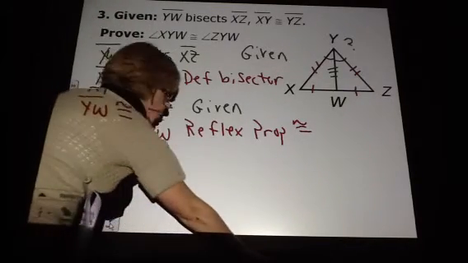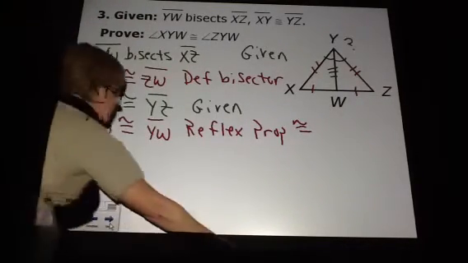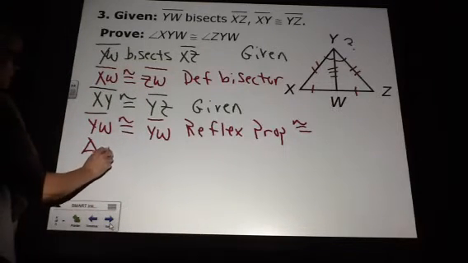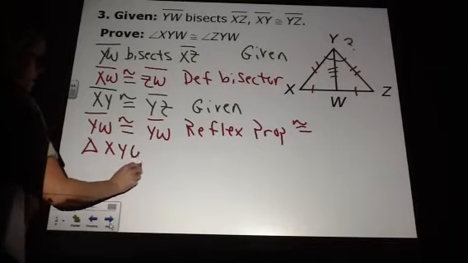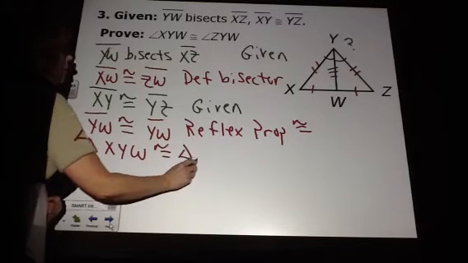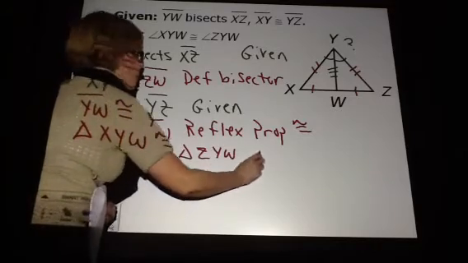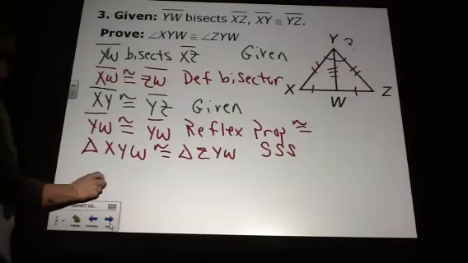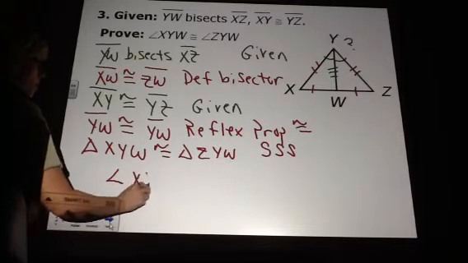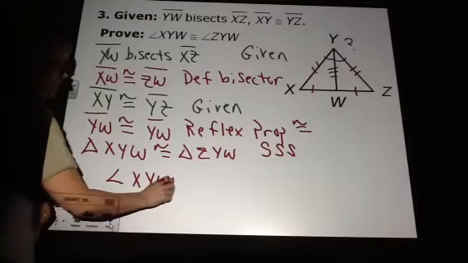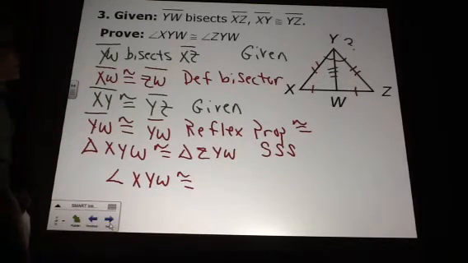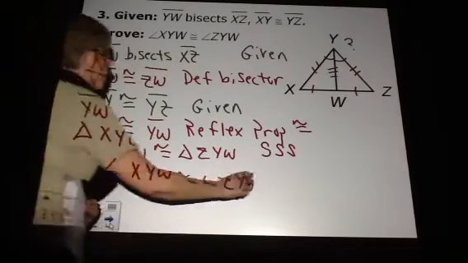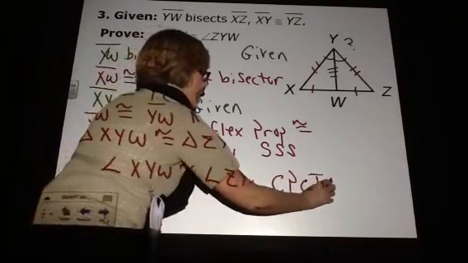So we've got all three corresponding sides congruent. So we can now say that triangle XYW is congruent to triangle ZYW because of side, side, side. Once we prove the triangles congruent, we can show that the corresponding sides and angles are congruent. So angle XYW is going to be congruent to angle ZYW because of your CPCTC.